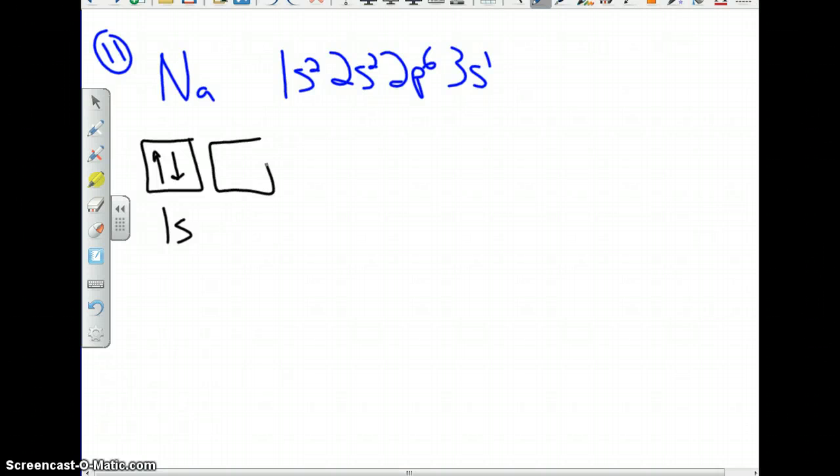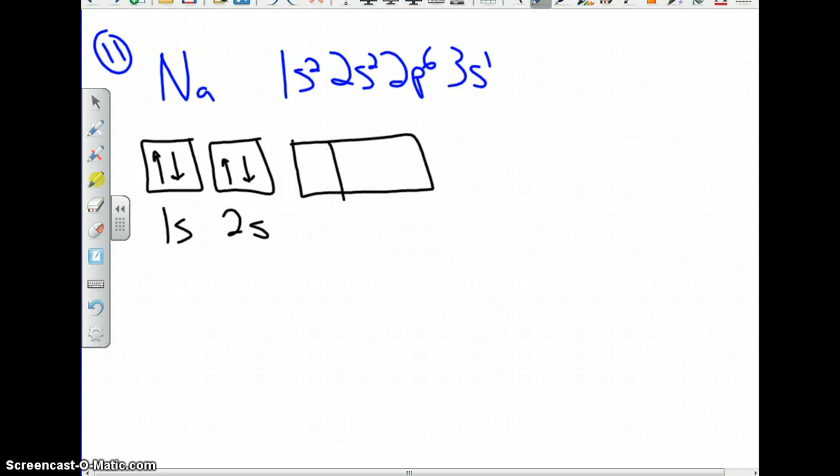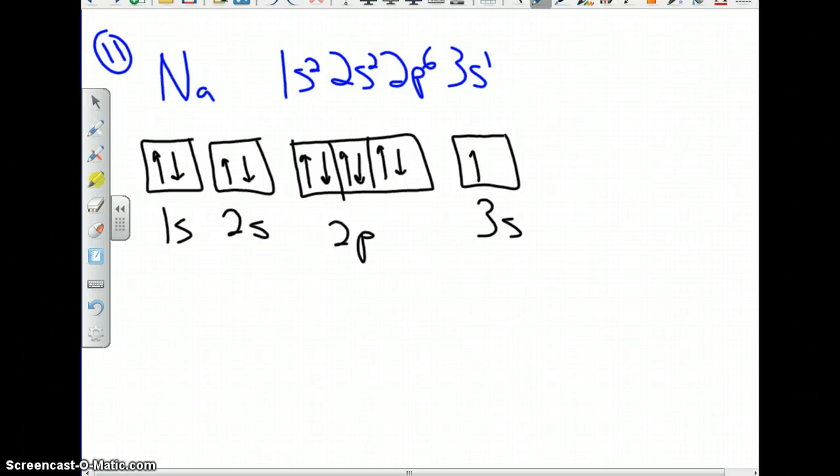Next thing I see is 2s. Spin up, spin down. Now I'm at 2p, 3 boxes because it's a p. The arrows go in 1, 2, 3. Now there's no choice but to pair them. 4, 5, 6. That's Hund's rule, or the empty bus seat rule. Don't pair them up until you have to. And then I'm back to 3s, and it just has one electron spin up, so I'm done.